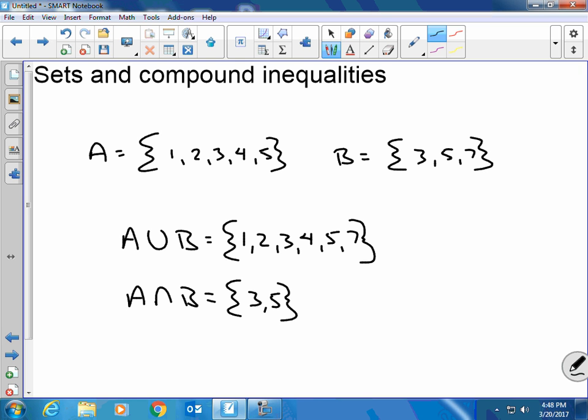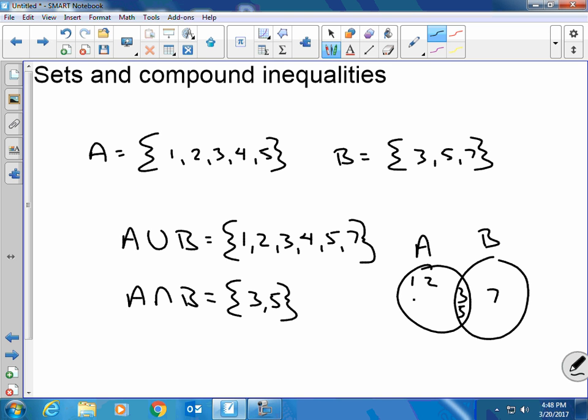If you remember Venn diagrams back from some other class, hopefully you've seen Venn diagrams. If I call the circle on the left set A and the circle on the right set B, what goes in the middle is everything that is in the intersection of A and B. So the 3 and the 5 are in both set A and set B. What goes out here? 7. What goes out here in the A? 1, 2, 4.